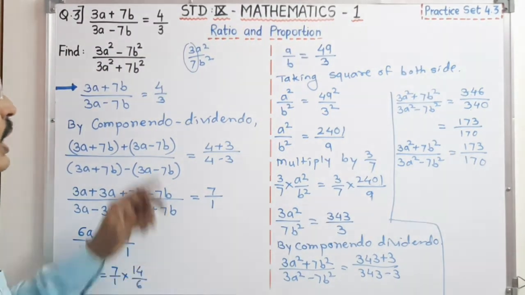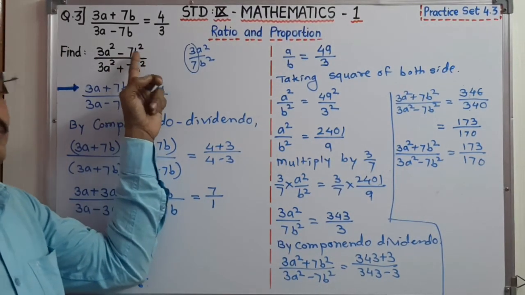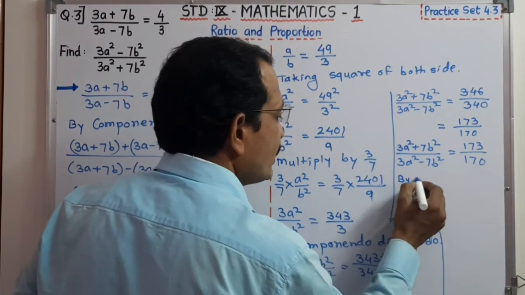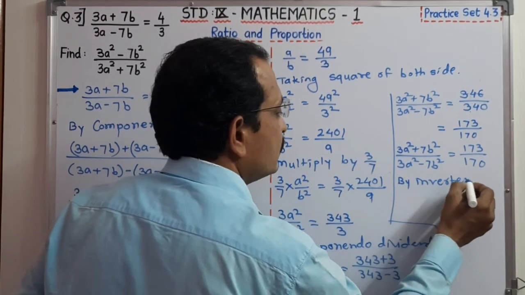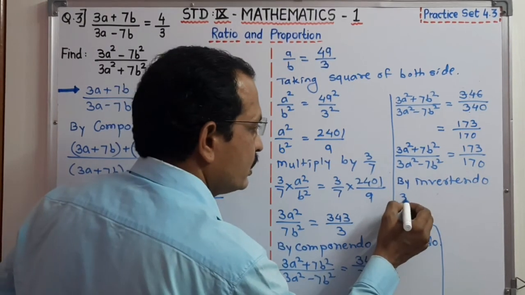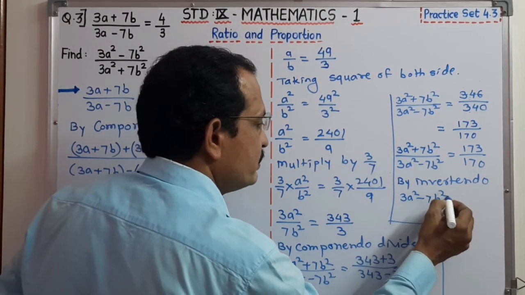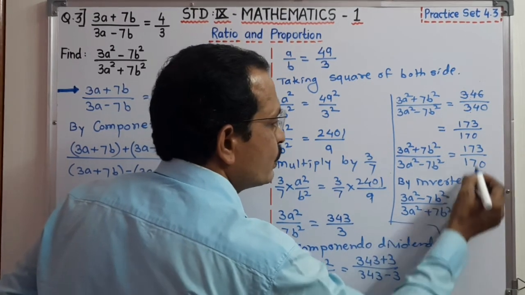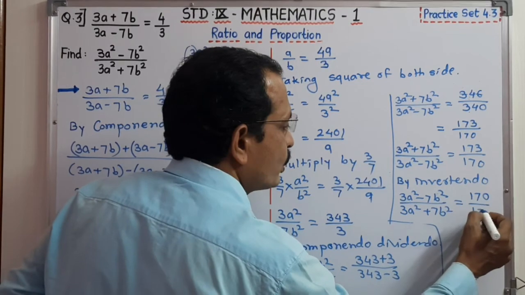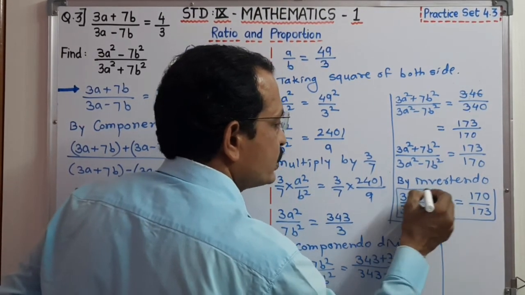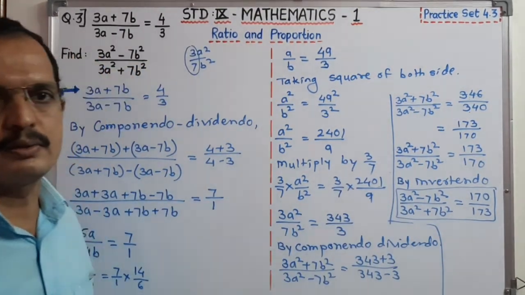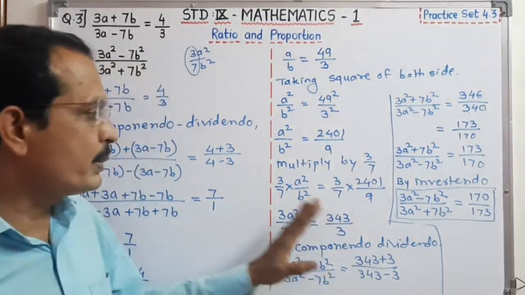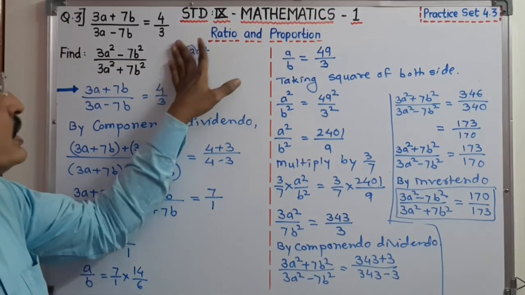Dear student, we required 3a square minus 7b square upon 3a square plus 7b square. Then we have to apply invertendo. By invertendo, we got here (3a square - 7b square) / (3a square + 7b square) is equal to 170 upon 173. Now dear student, this is our final answer. Dear student, very easy. Go step by step, you will get the result.